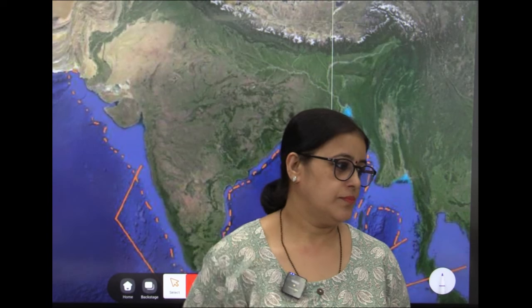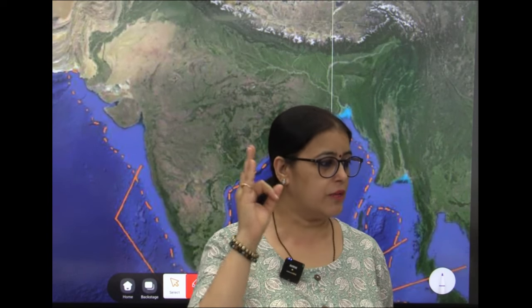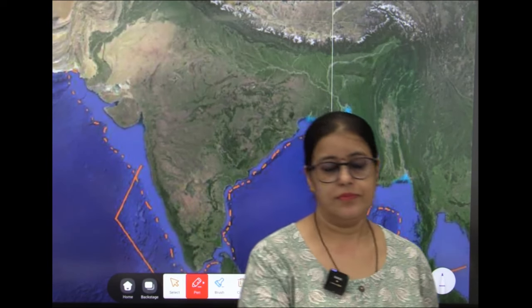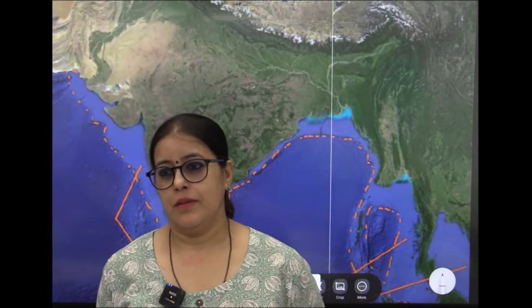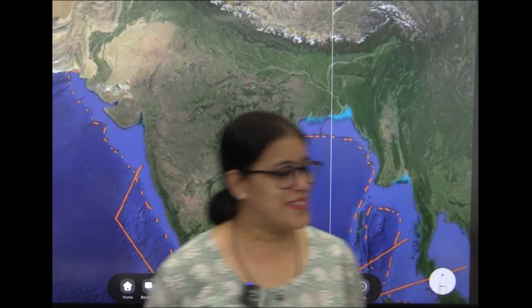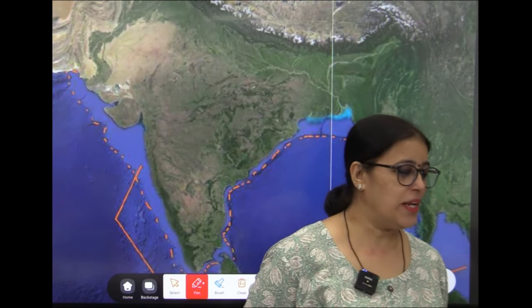Name them. Ravi, Bias, Satluj, Bhagar. And because 3 of them are descending in Punjab, does Punjab have doabs? How many doabs? 2 doabs. Bis, Bari, which is there with us completely.